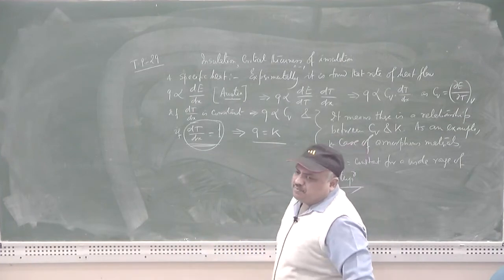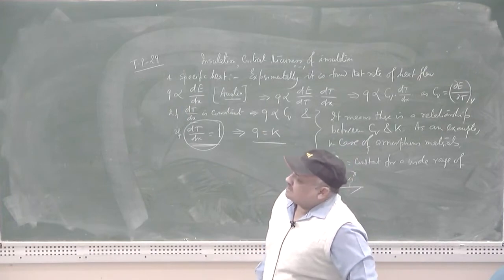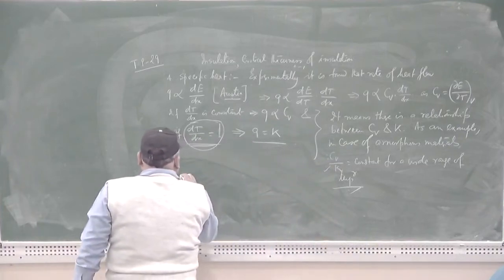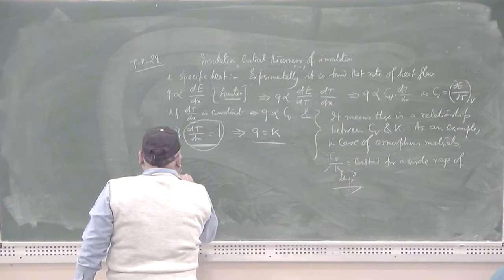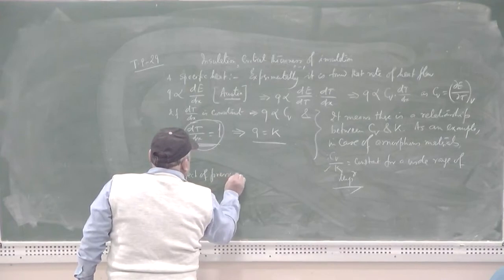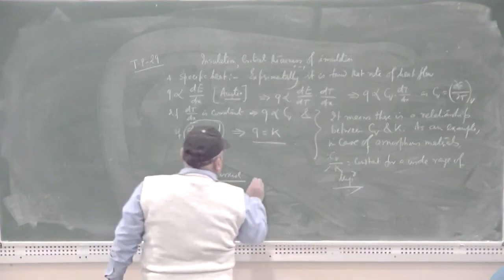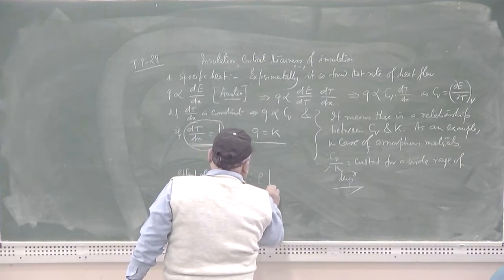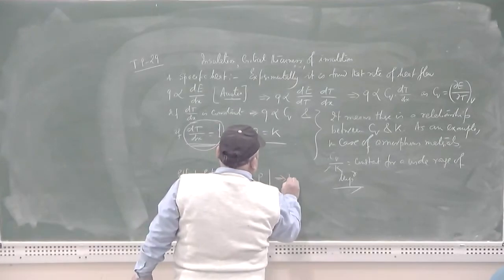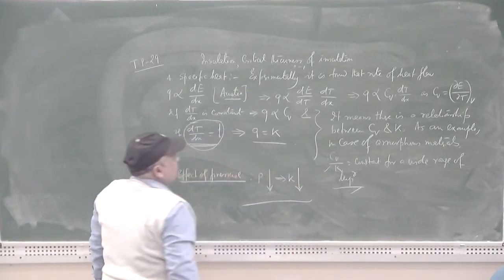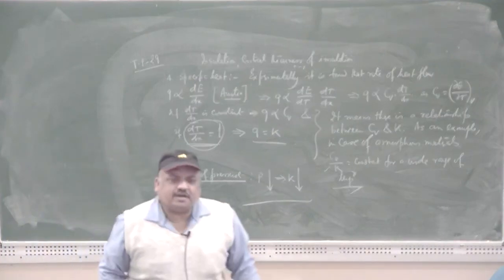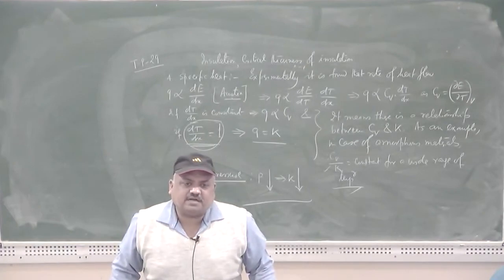Apart from these four factors, the pressure has also some effect on the thermal conductivity value. However, this effect is not so pronounced. If you decrease the atmospheric pressure, then the value of thermal conductivity also decreases by some margin. So these are the factors on which the thermal conductivity depends.